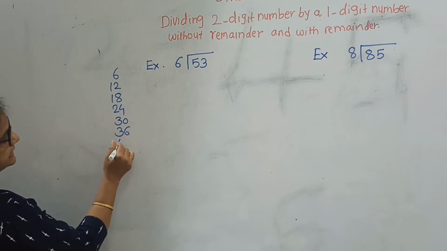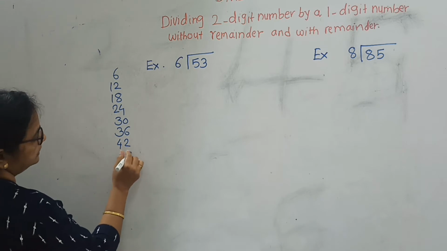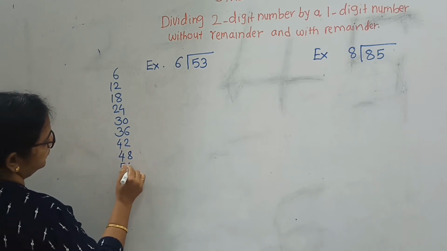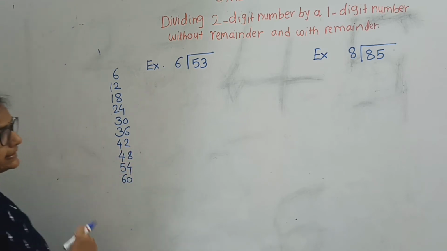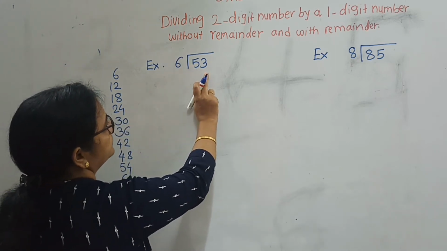6 6s are 36, 6 7s are 42, 6 8s are 48, 6 9s are 54, 6 10s are 60. Okay. Now here 53.